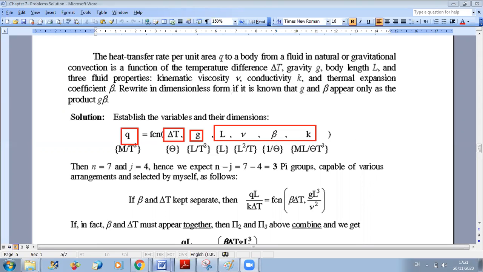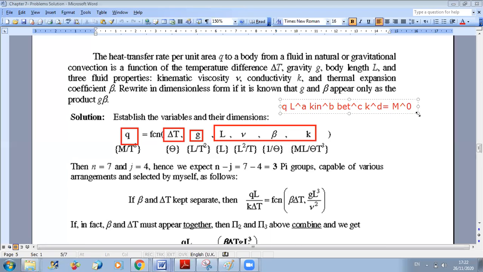Okay, so now the next step is to find the group of Q. Here we became typical, we entered the typical method. What do we do? We put Q times L to the power A times mu, which we called kinematic viscosity, to the power B times beta to the power C times K to the power D should be equal to M0.